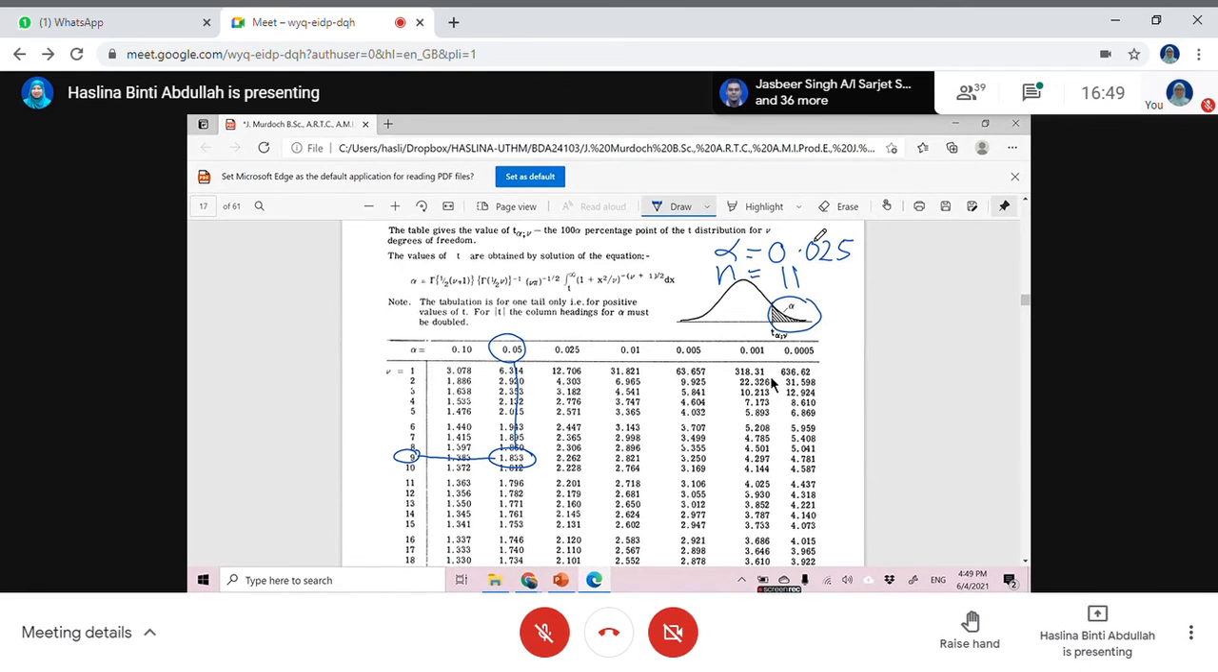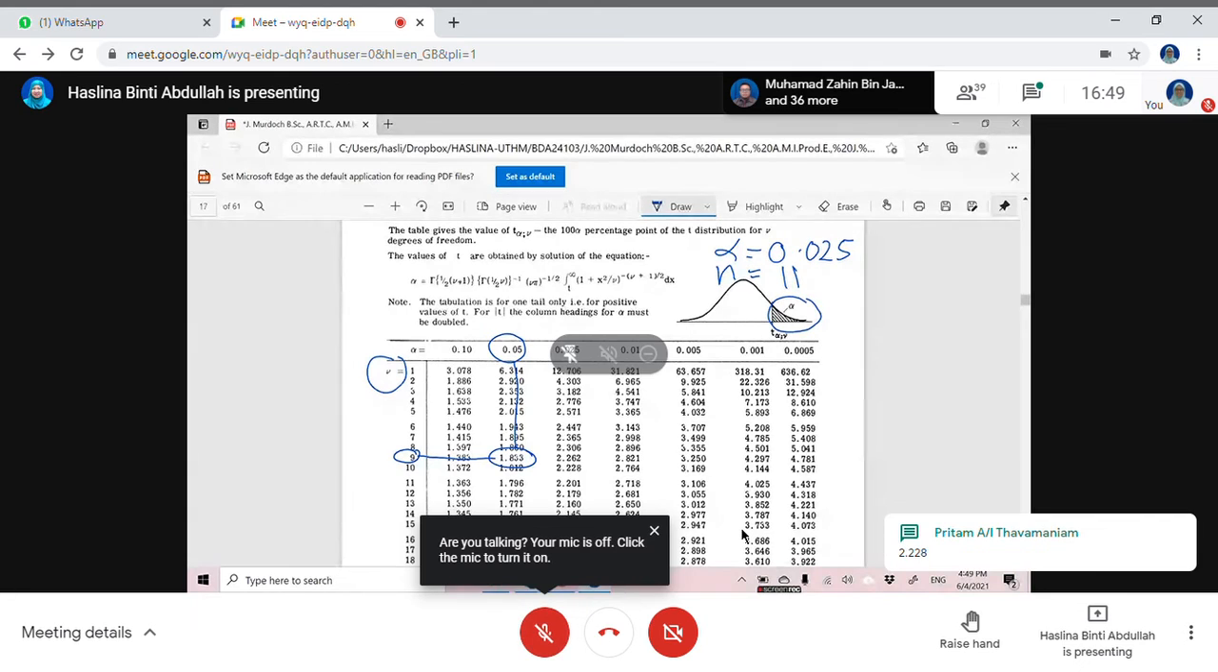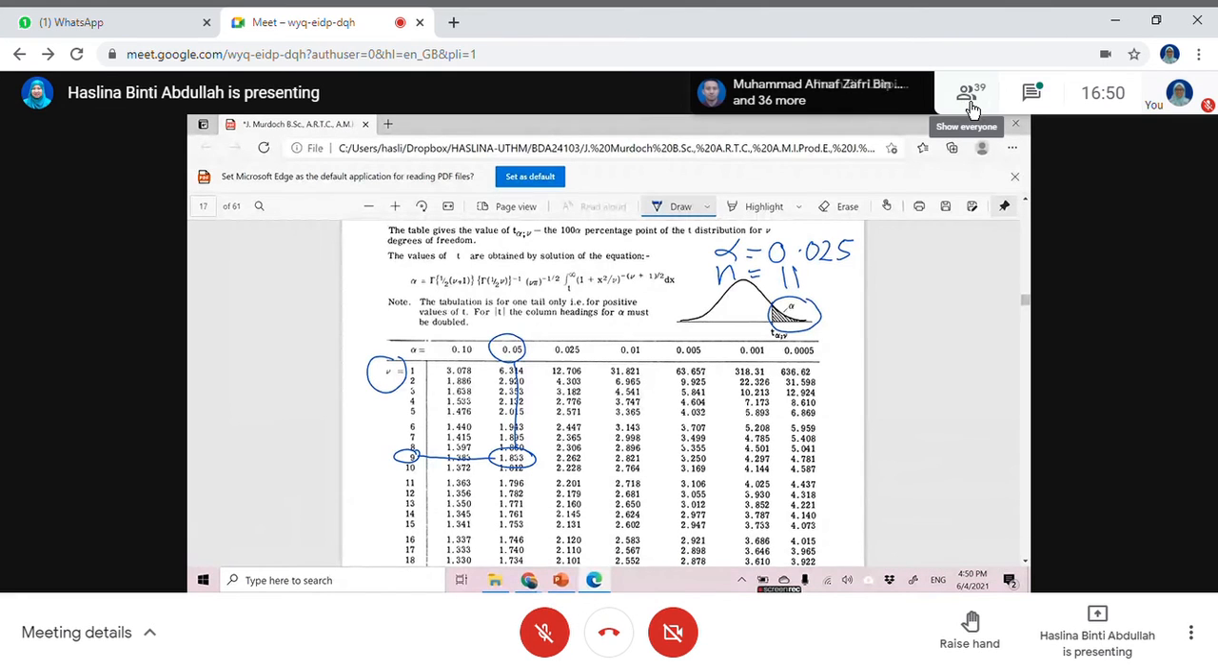Refer to this question. Alpha is equal to 0.025 and the number of samples is equal to 11. If you refer to this table, this one is degrees of freedom. What is the value for degrees of freedom? N minus 1. So please refer to your J Murdoch table. For degrees of freedom equal to 10, what is the value of probability? 2.228.